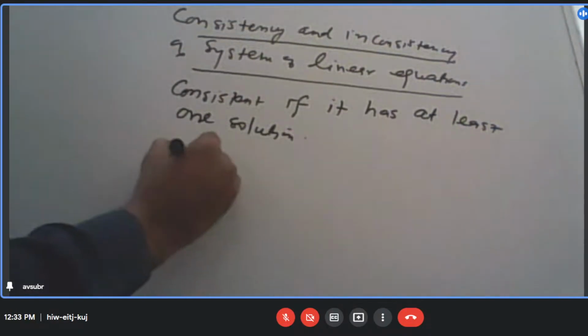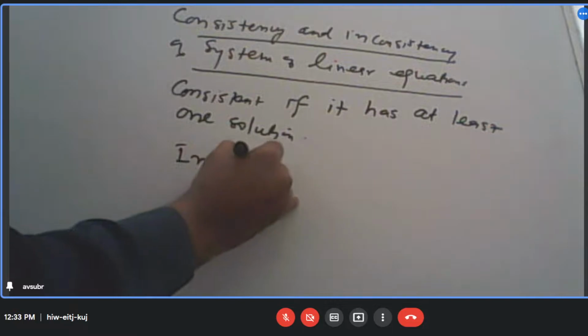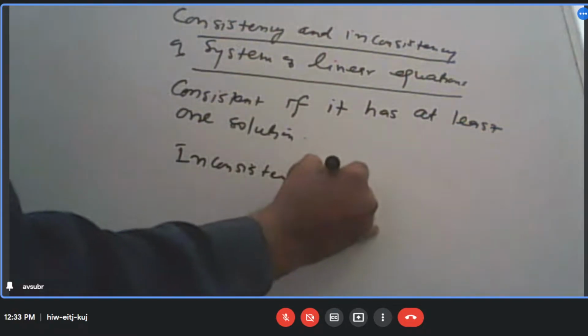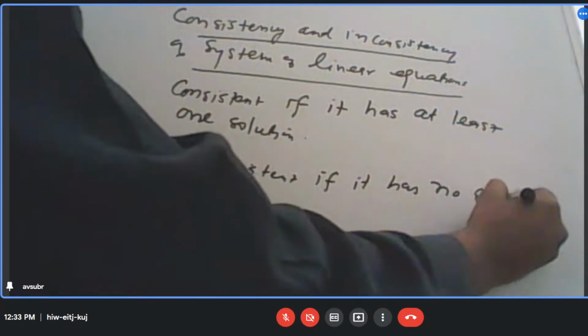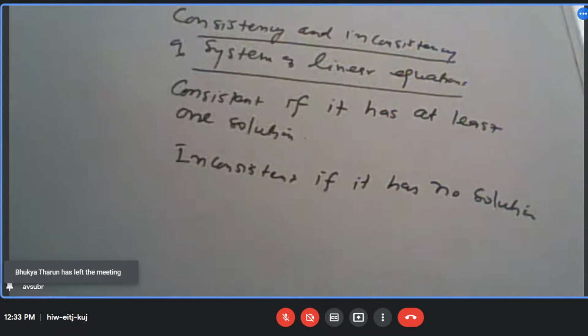And a system is called inconsistent if it has no solution. So a system will be termed as consistent or inconsistent depending upon whether it has at least one solution, or inconsistent if it has no solution. Let us understand with the examples.